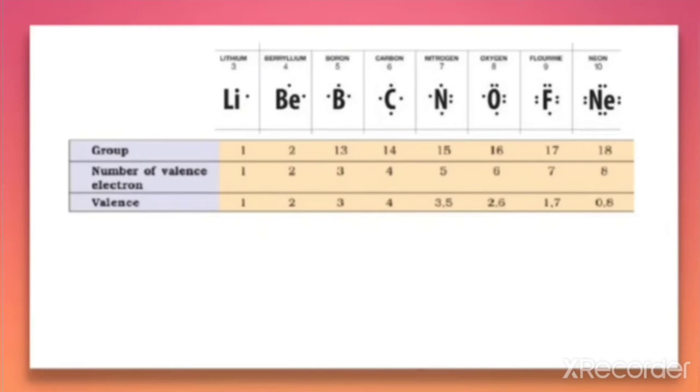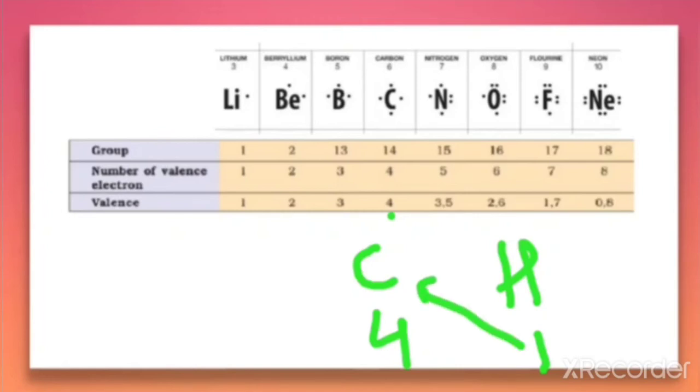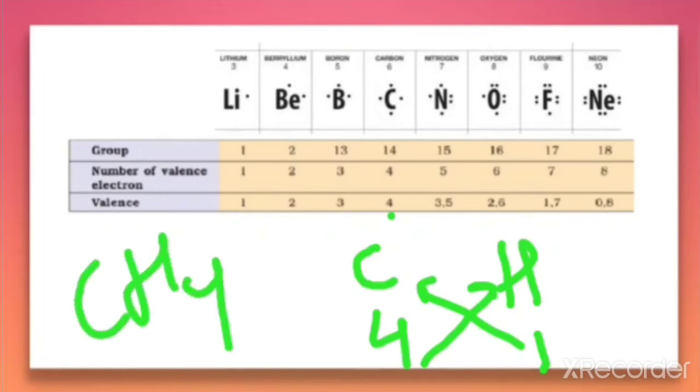Let us take an example, carbon and hydrogen. What will be the formula between the carbon and hydrogen? Depending upon the valence, we can make it. What is the valence for carbon? That is 4. 4 is the valence for carbon, and for hydrogen that is 1, because it belongs to the first group. Now cross multiply it. When you crisscross it, you will get the formula CH4. So CH4 is the formula which can be formed between the carbon and hydrogen.